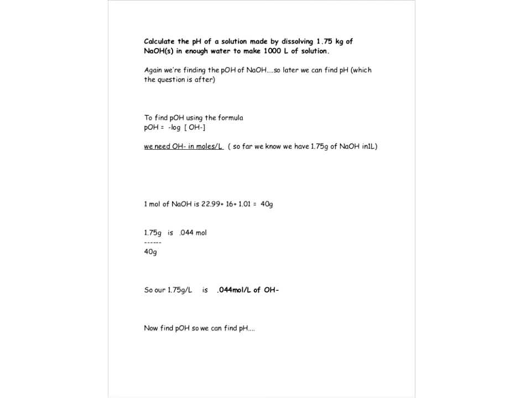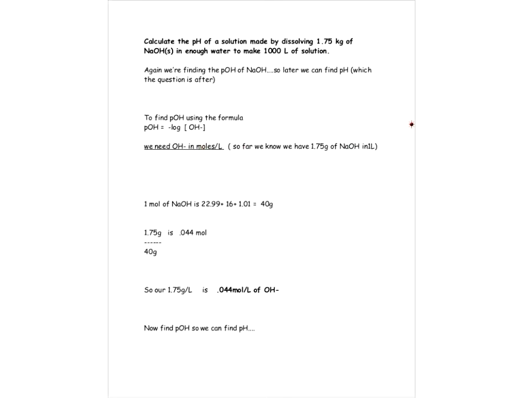All right, so I'm just going to recap what we've been doing so far. Again, we're trying to find the pOH of NaOH, so later we can find the pH, which is what the question is after. To find pOH, we're going to use this formula, which involves the concentration of OH. So we need to find OH in moles per liter. So far, we know we have 1.75 grams of NaOH in 1 liter, and we need to change it from grams per liter into moles per liter.